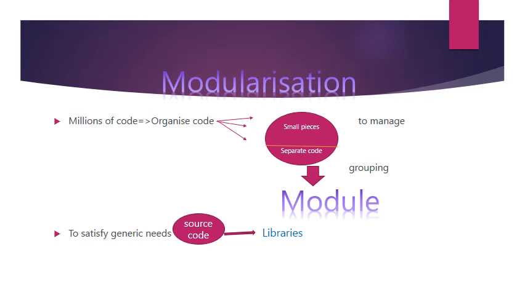Sometimes your Python program will contain a lot of code. It's very important to organize this code into separate sections based on its working. This process is known as modularization. This grouping into different modules is mainly done to manage the code in an efficient way. So, generic need-satisfying code will be written as modules and kept in libraries.